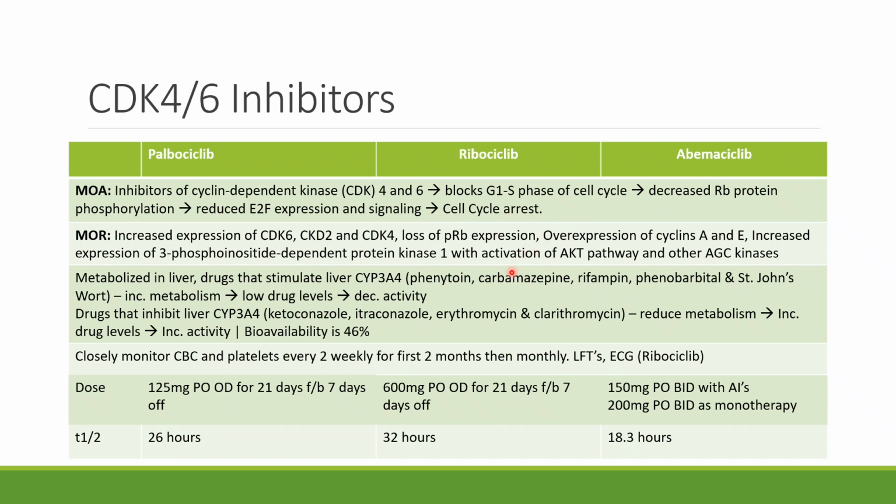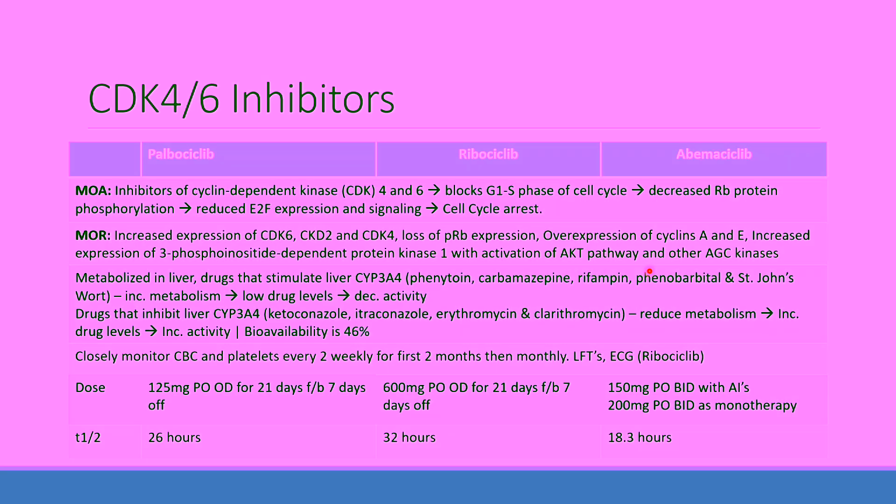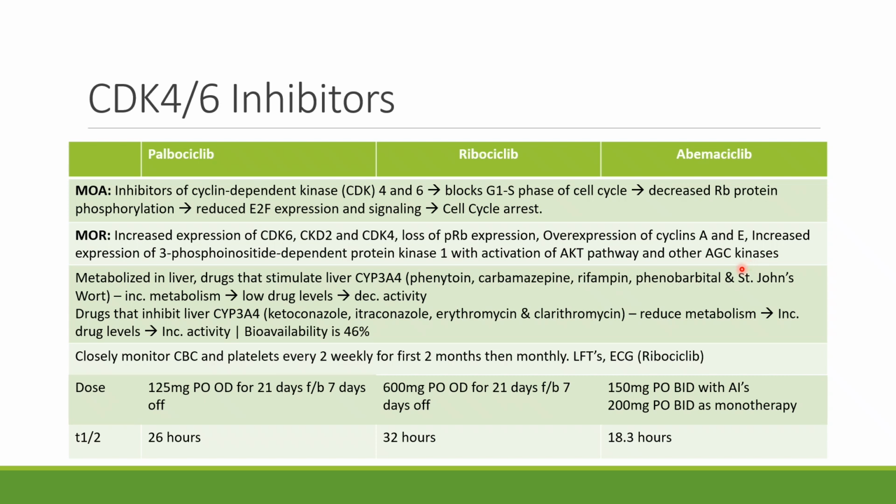Regarding the resistance of CDK4/6 inhibitors, there is increased expression of CDK6, CDK2 and CDK4, loss of phosphorylated Rb expression, overexpressions of cyclin A and E, and increased expression of 3-phosphoinositide dependent protein kinase 1 with activation of AKT pathway and other AGC kinases.